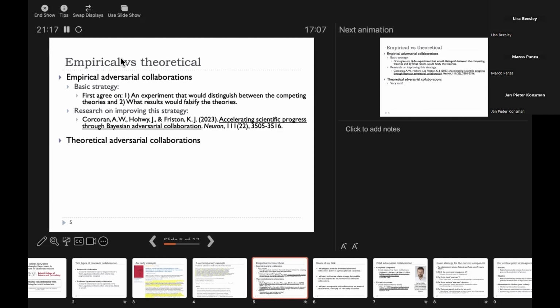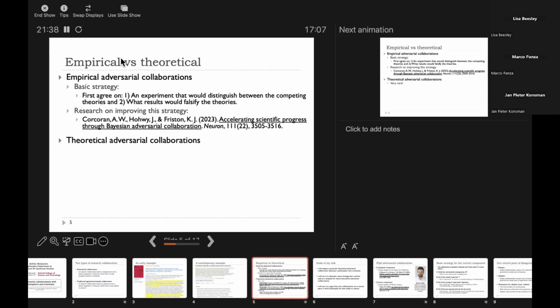It was hard to find. It was actually really hard to find any theoretical adversarial collaborations at all. Any pointers to any, because I'm still searching lots of different sciences to find them, let me know. But you can perhaps understand why they would be so rare. People don't really want to give up their theories too quickly, theoreticians in particular.